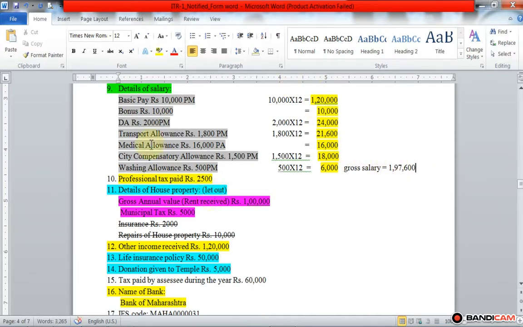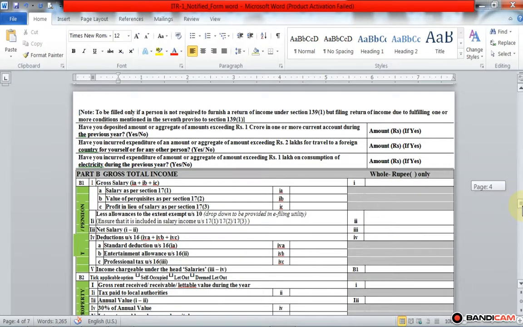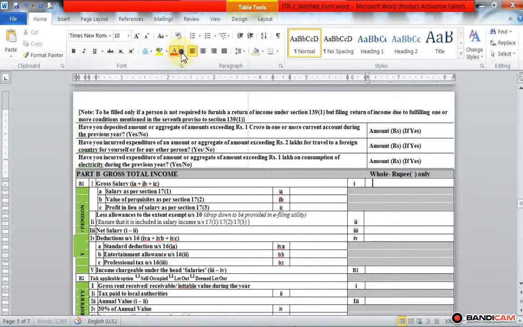So gross salary includes basic pay, bonus, DA, transport allowance. It means all taxable allowances. Now we have found the gross salary. So in ITR 1 part B, put the figure in front of gross salary. So here 1,97,600 is the gross salary.